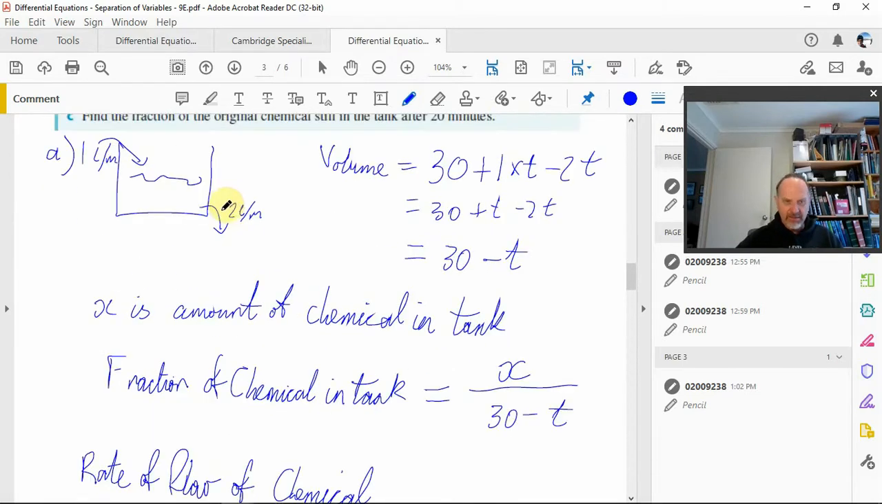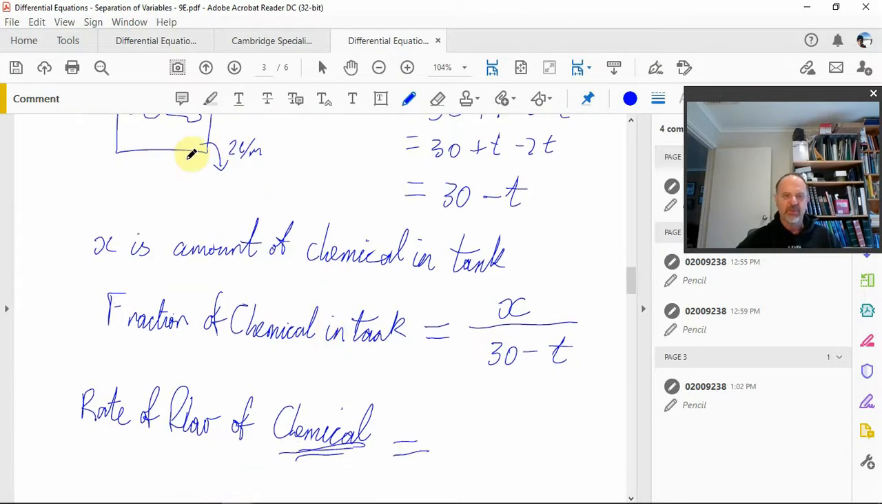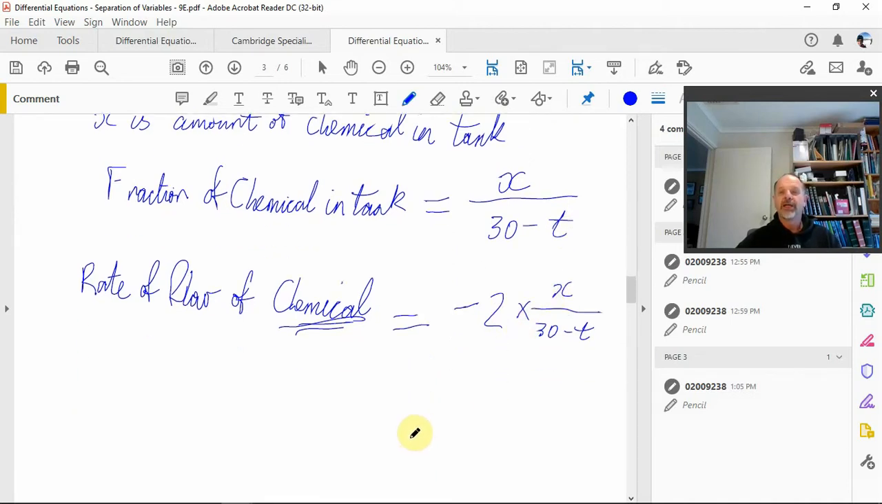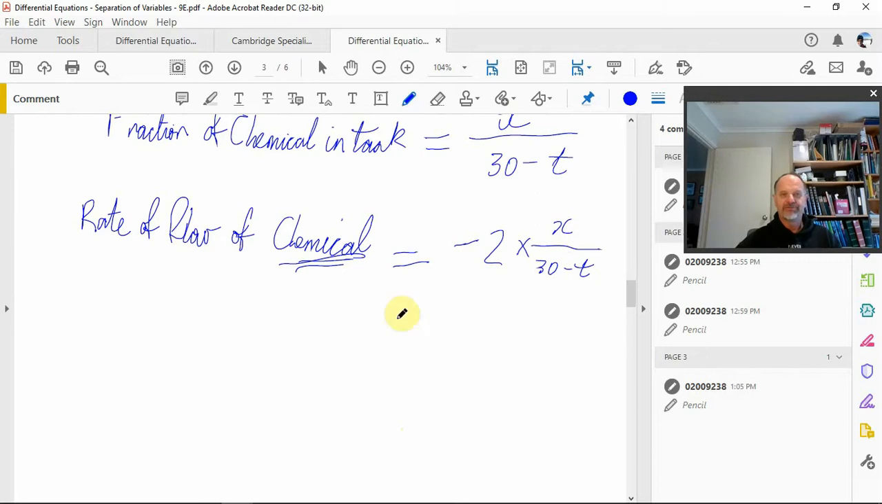because that's the fraction of the chemical that's in there altogether. All right, now here it's coming out at 2 litres. So what we're talking about, because it's coming out of the tank, then it's negative, isn't it? So it's negative because the amount of chemical in the tank is reducing because it's coming out. And how much is it reducing? Well, it's reducing at 2 litres per minute, and each litre has a fraction of x over 30 minus t of the chemical in it.